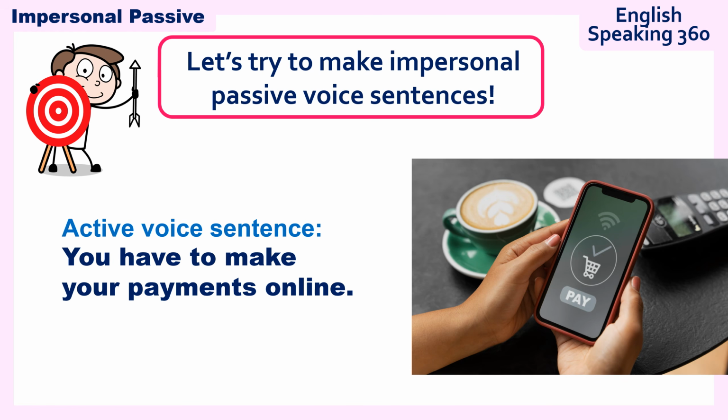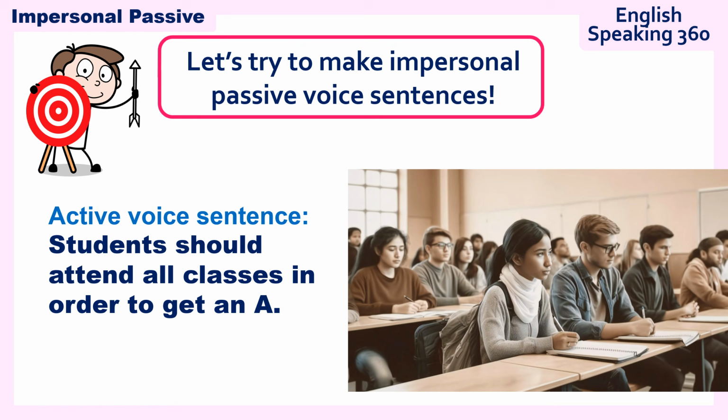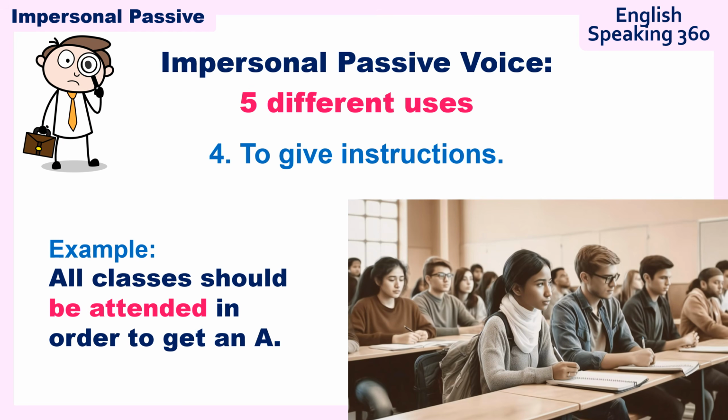Here's another example. You have to make your payments online. Impersonal passive voice. Here it is. Payments have to be made online. Here's another one. Students should attend all classes in order to get an A. Okay, that's a very common sentence. Now try to switch it around. Here it is. All classes should be attended in order to get an A.